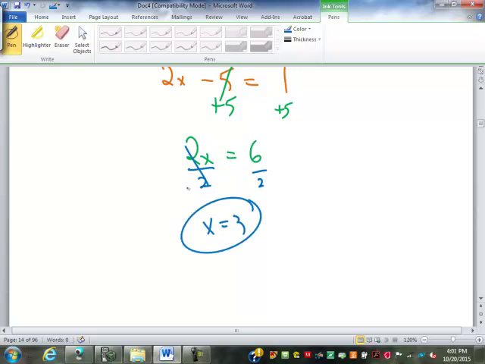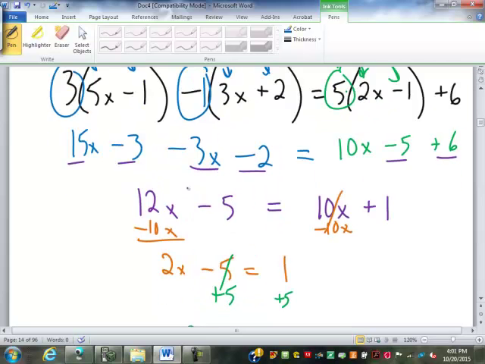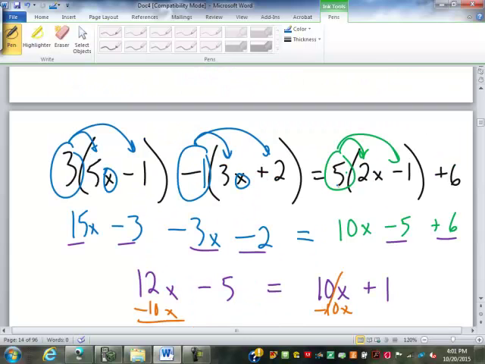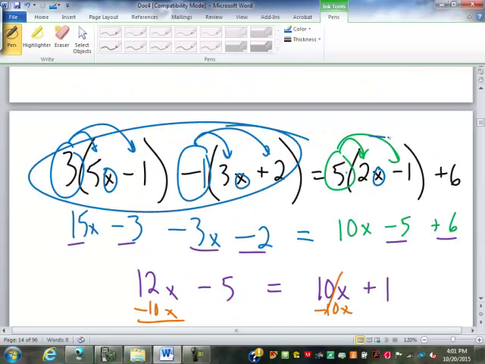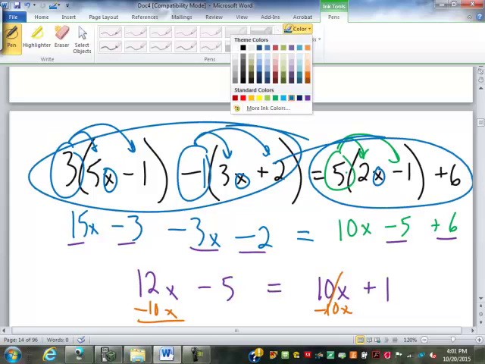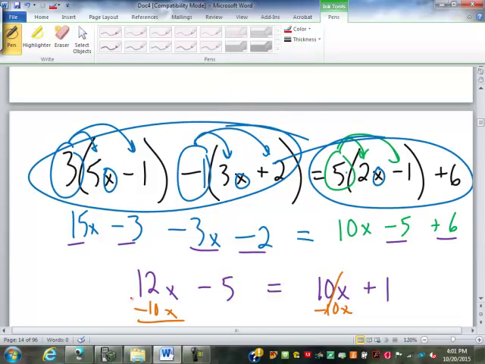X equals 3. And of course, just like always, we could go back and put that 3 in here for x at every spot and double check to make sure we get the same value on each side of the equal sign, but I'm going to leave that up to you guys to try.